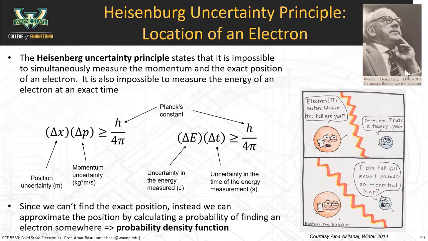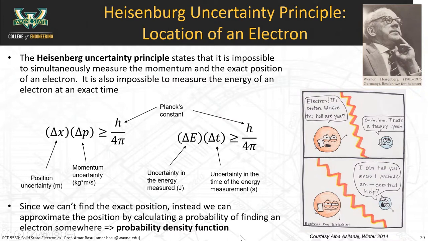This position uncertainty, delta X, and the momentum uncertainty, delta P, is always going to be greater than Planck's constant over 4 pi. Similarly, if you're looking at energy uncertainty, the delta E, which is measured in joules, and the delta T, which is measured in time, that is the uncertainty of the energy measurement. So you can't simultaneously measure the time of the energy measurement and the energy itself.